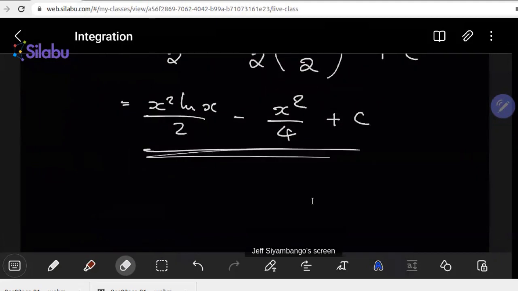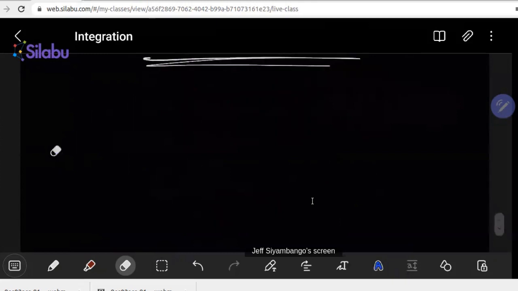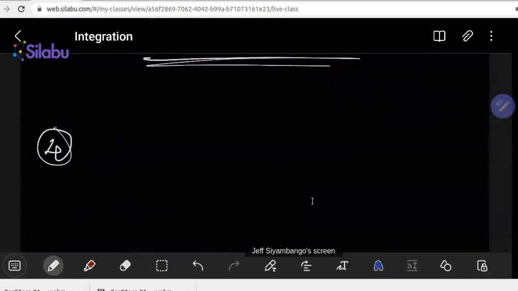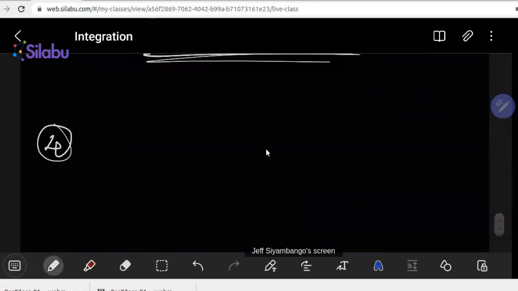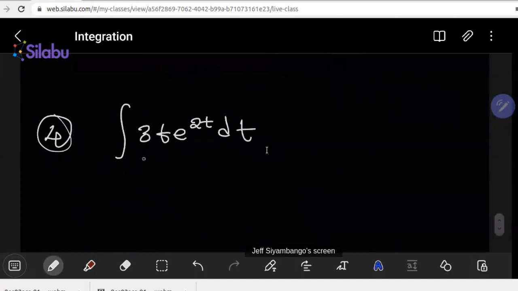This is the third one. Let me write down 4. You guys can try this one out. So this is the integral of, it's another basic one, 3t e to the 2t dt. So you can try this one out. It's, of course, an algebraic term times an exponent there. You know which one becomes your u there.